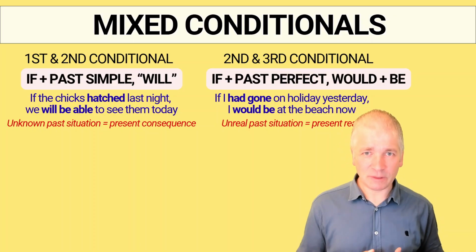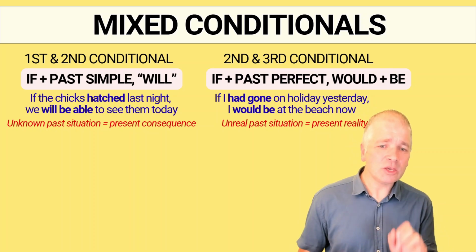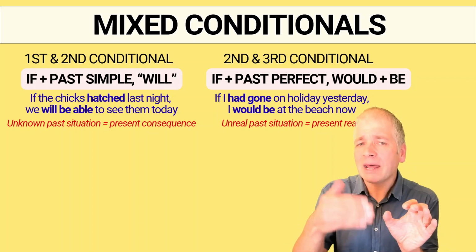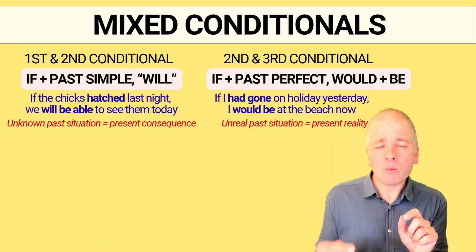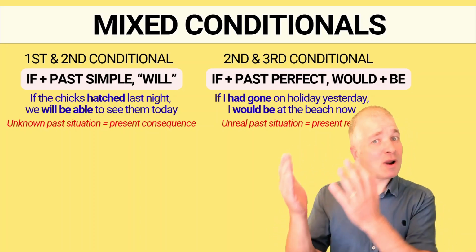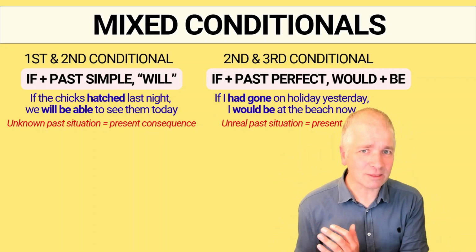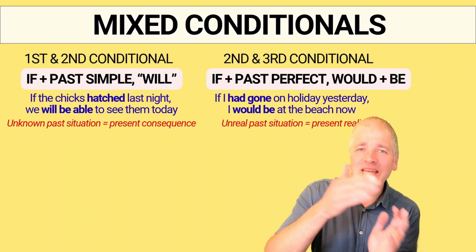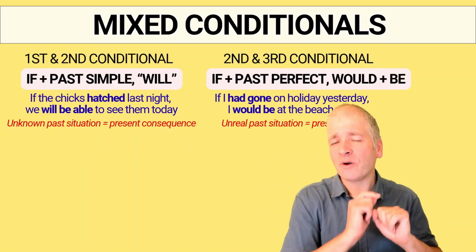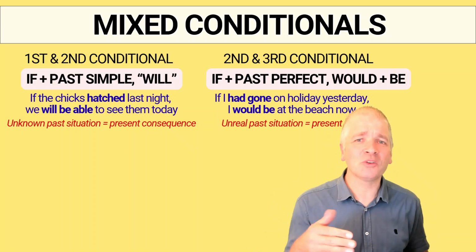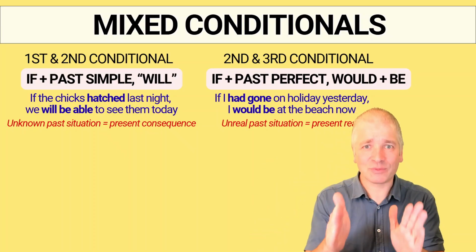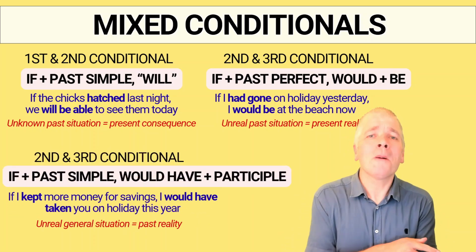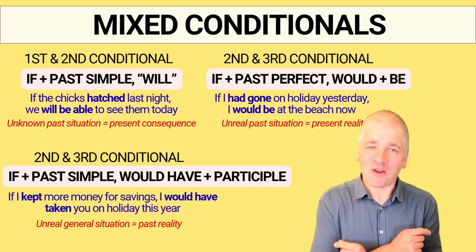Why do we mix this up in this way? It's because we use the unreal past situation, which if that had been true or satisfied, that would lead to a present situation, a present reality. Normally with the third conditional we have a past unreal idea leading to a past consequence, but what if the past idea, if it was fulfilled, led to a present consequence? And here we have that mixing of the third conditional with the second conditional. And we could also mix the second and third conditional in the other direction as well.